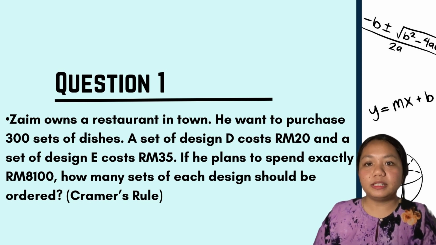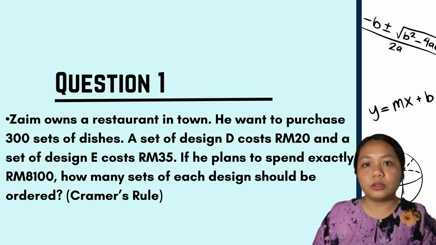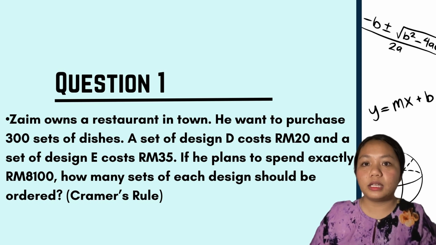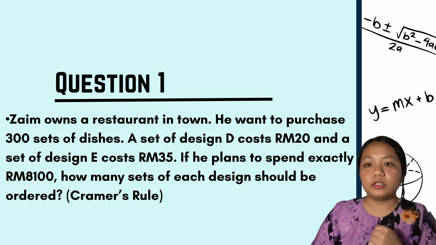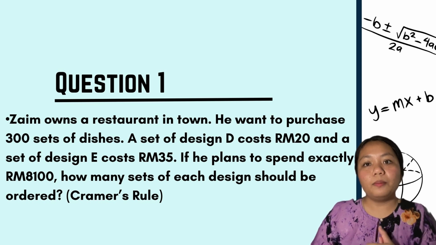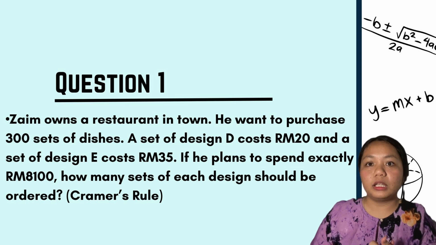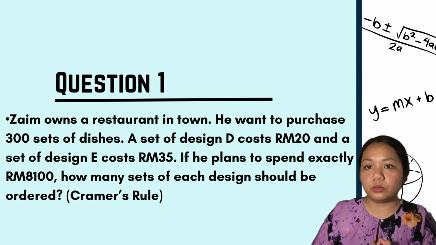Today I want to present question 4. Question 4: Zaim owns a restaurant in town. He wants to purchase 3,000 sets of dishes. A set of design D costs 20 ringgit and a set of design E costs 35 ringgit. If he plans to spend exactly 8,100 ringgit, how many sets of each design should be ordered? This will be solved with Cramer's rule.